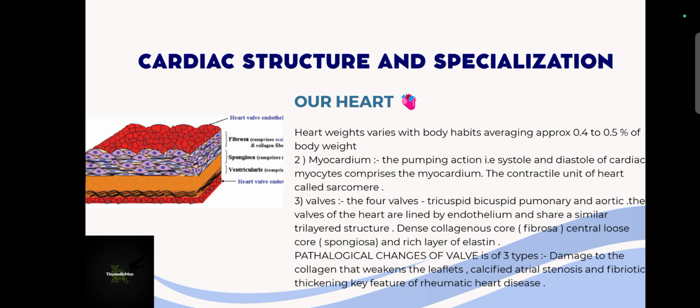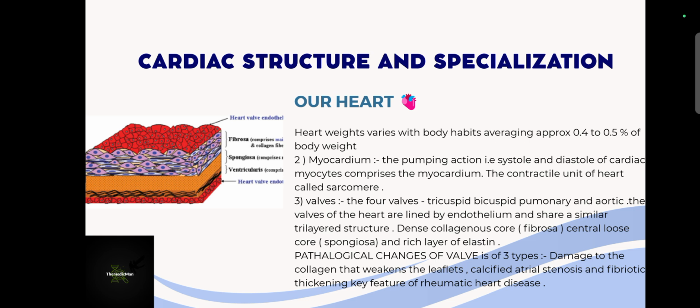Valves. There are a total of four valves present in the heart: the tricuspid valve, bicuspid valve, pulmonary valve, and the aortic valve. All four valves are lined by the endothelium and share a similar tri-layered structure. The tri-layered structure has three types of layer. First is the dense collagenous core, which is known as the fibrosa. The central one, which is the loose core, is known as the spongiosa, and the last is a rich layer of elastin.